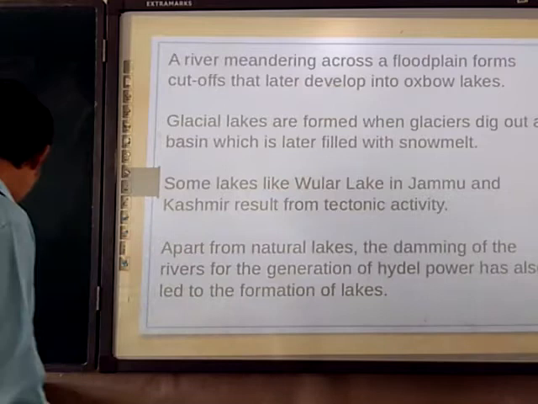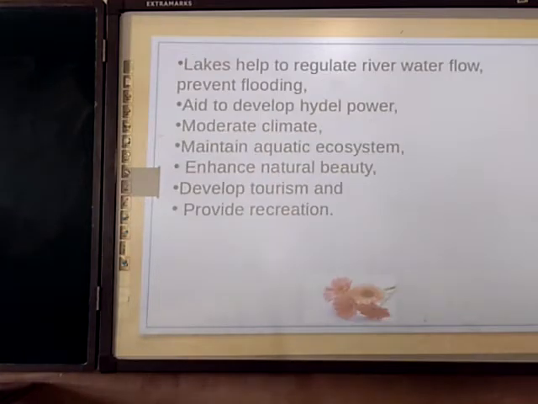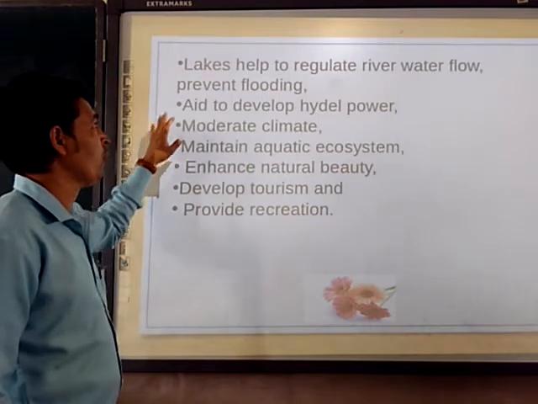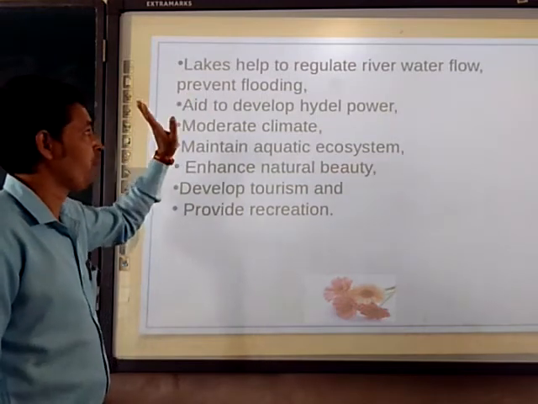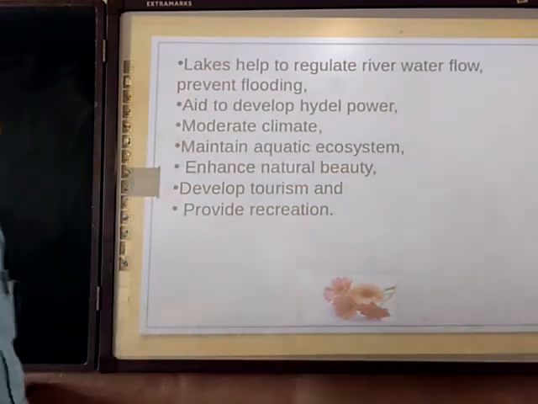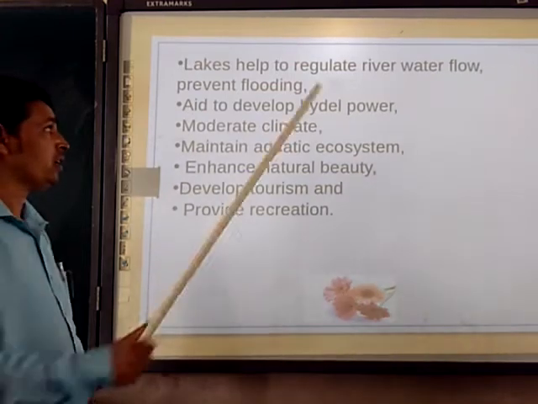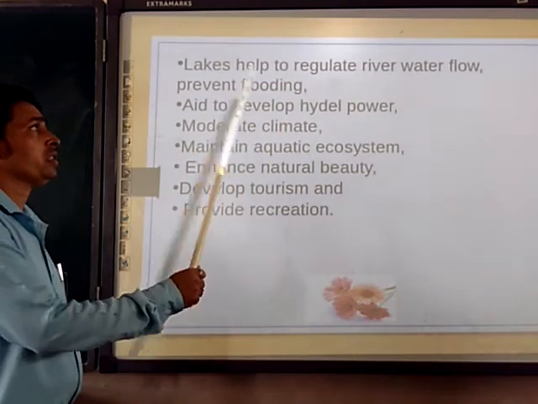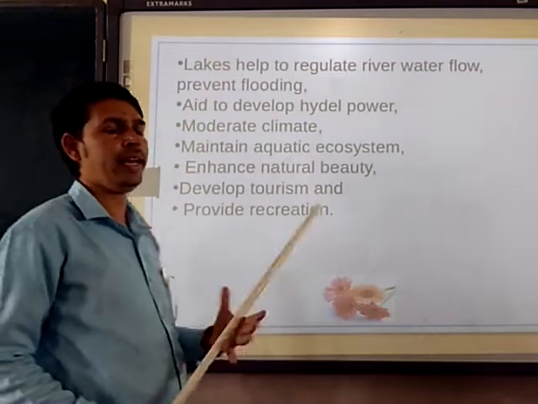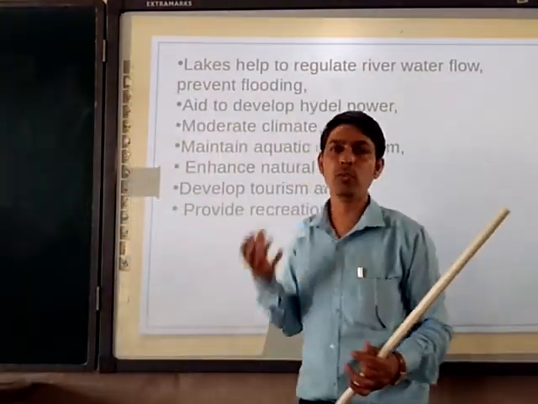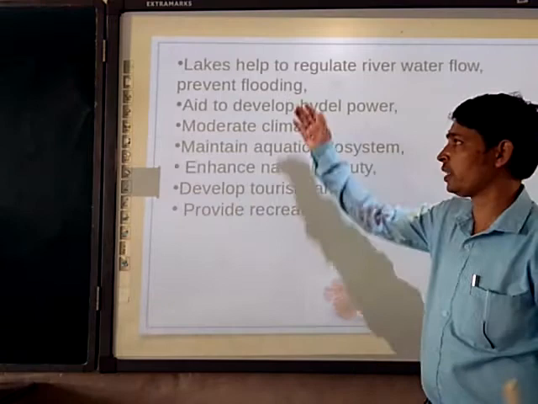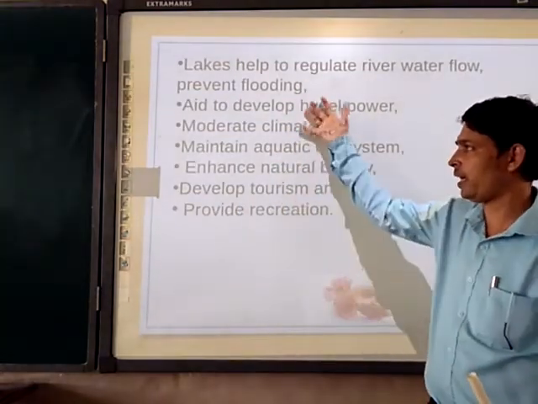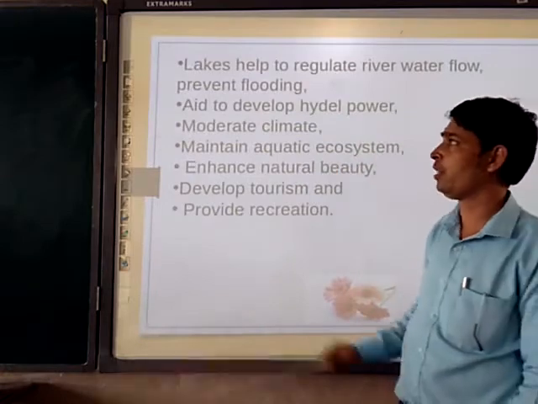The next, lakes help in regulating river water flow and preventing flooding. So here we are going to see the beneficial points of lakes. How lakes are very useful to us, what lakes are giving to us. So these many points we have to keep in mind. Many points are there, but I have extracted only a few points for you here.